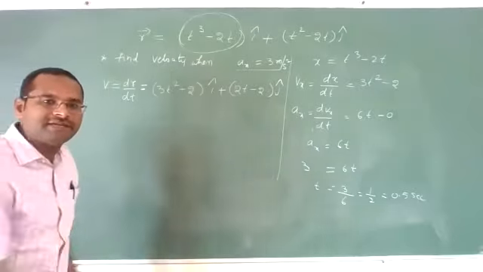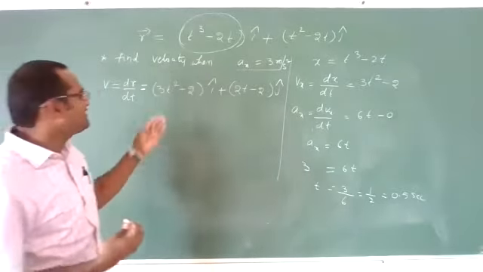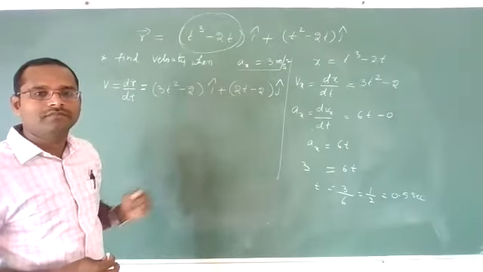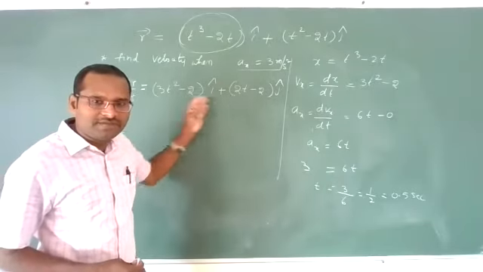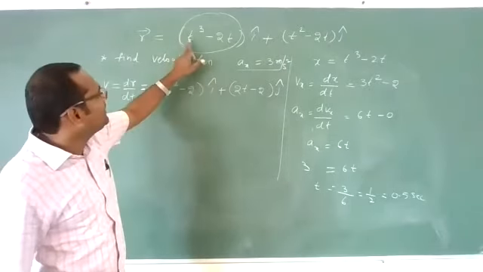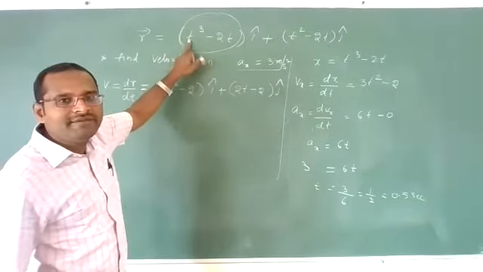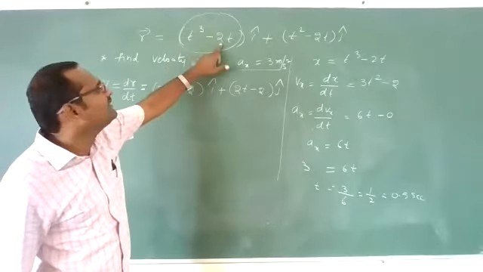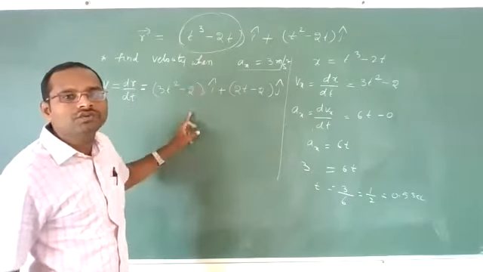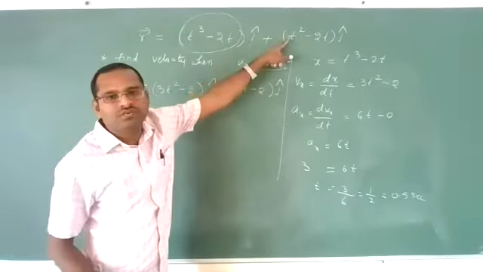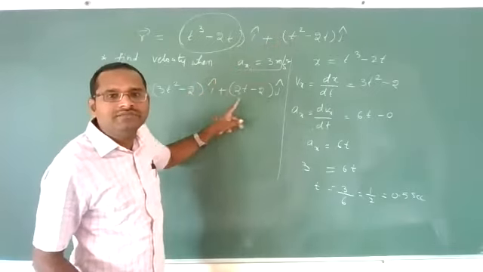I am writing the direct step. How many of you understood this step? This step understood? I want velocity, so for this I am taking the derivative. d by dt of t cube is 3t square. I have written 3t square minus 2 i cap, plus d by dt of t square is 2t, minus 2.